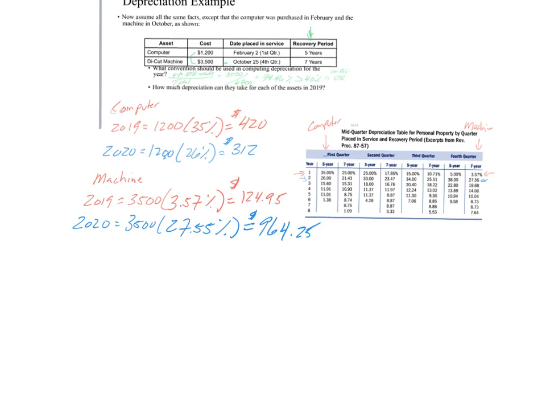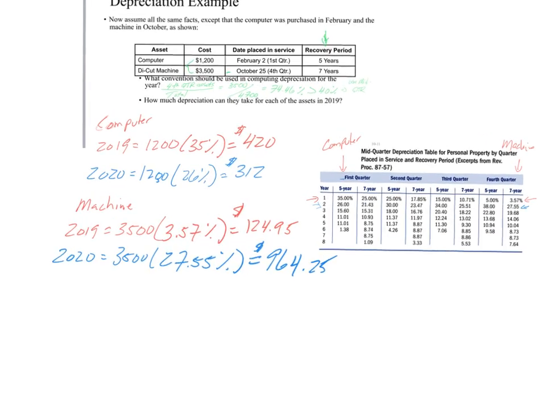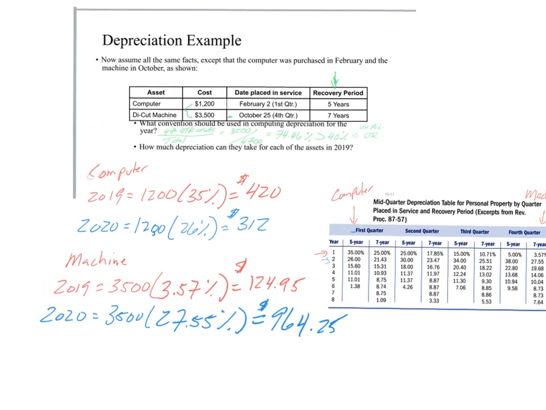So in this segment of Chapter 10, we've covered personal property. We've covered the half-year convention and the mid-quarter convention. The convention that y'all should be most interested in for your tax return project is the half-year convention. So hopefully this helps, and we will do another section of Chapter 10 in a separate video.